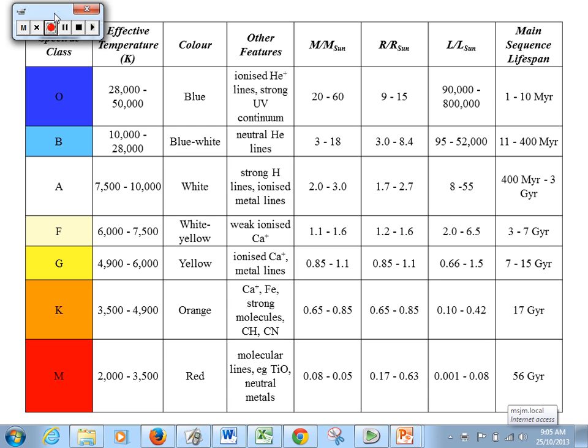It also breaks down bonds. Because if electrons can't orbit atoms, we can't have molecules. So everything is simply ions. And O-class stars are basically just huge balls of hydrogen and helium with some trace of other ions.